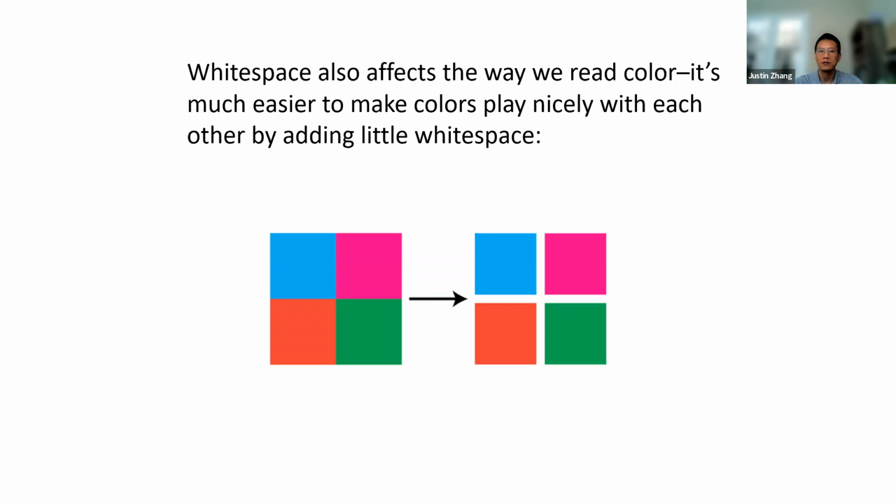White space also affects the way we read colors, like the scintillating effect we mentioned before. You can see there's a white dot in the middle of the grid, if you have some white space.